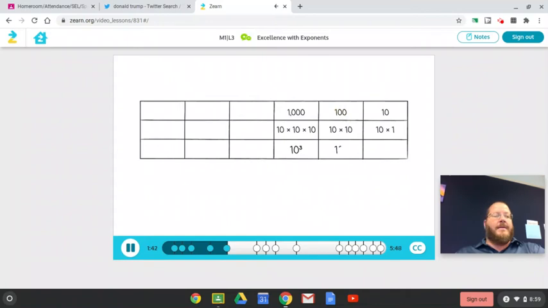100 equals 10 to the second power. 2 is the exponent, and it tells us how many times we use 10 as a factor. 10 equals 10 to the first power. 1 is the exponent, and it tells us how many times we use 10 as a factor.